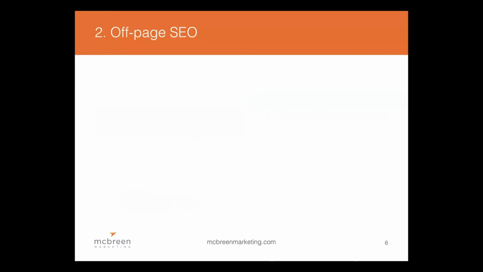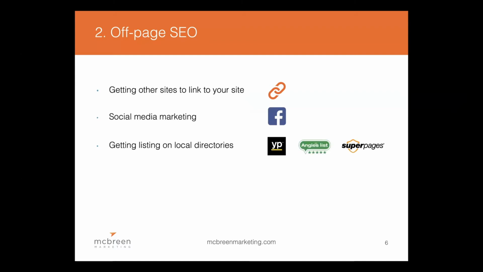Now, off-page SEO, this is the other type of SEO. This is basically everything that you do beyond your site to get your site to rank. It's getting other people to link to your site. That's called a backlink. Social media marketing. Hey, good old-fashioned way to do it. Getting listed on local directories. Angie's List, Yellow Pages, Super Pages. These are all local directories we'll talk through.